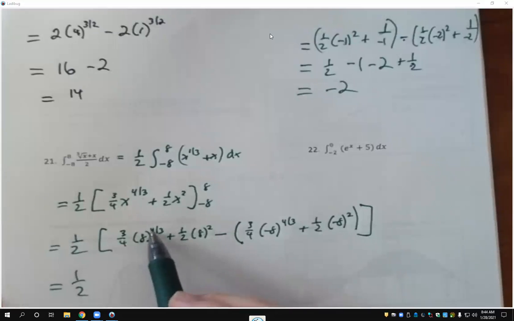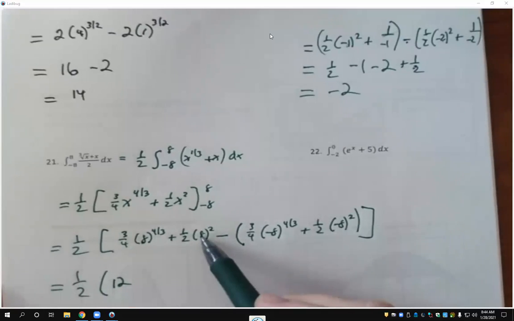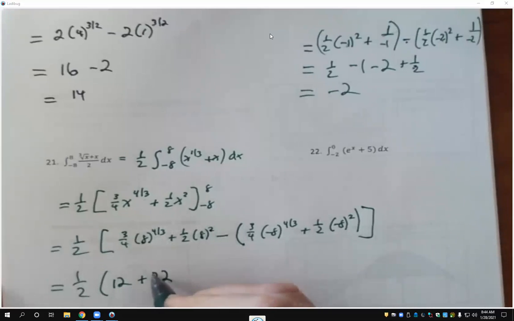All right, 8 to the 4/3. I would do the cube root of 8 first. The cube root of 8 is 2. 2 to the 4th is 16. And then 16 times 3/4 is going to give you 12. 8 squared is 64, and half of 64 is 32.